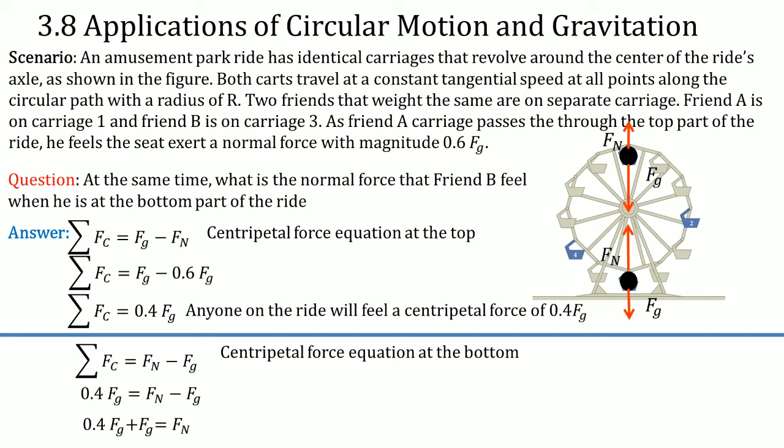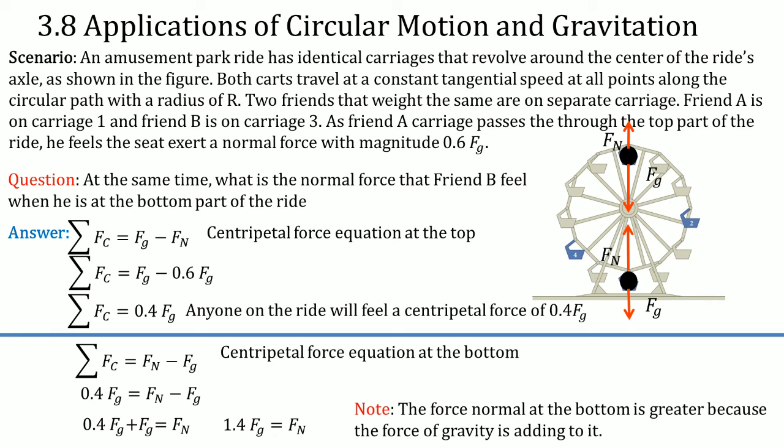Now we can add Fg to the other side because we're trying to solve for the normal force of that friend, which is at the bottom of the ride. So 0.4 Fg plus Fg would be 1.4 Fg. That is the normal force. This should show you that at the bottom of the ride, the friend is actually feeling more, because the force normal at the bottom is greater because that force of gravity is actually adding to it.